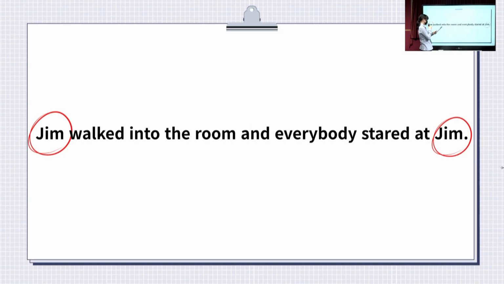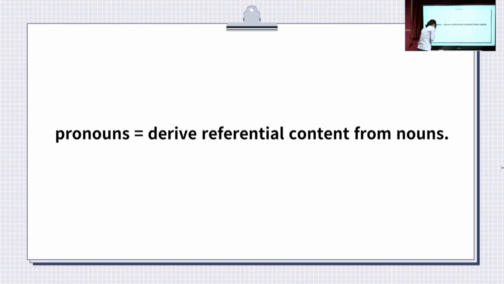Jim walked into the room and everybody stared at Jim. Although 9 is perfectly intelligible, it is stylistically clumsy because the name Jim is used twice. So to avoid this repetition, we use the pronoun him. Pronouns derive their referential content from nouns. In 8, Jim is a referring expression. We have to connect Jim with him in order to interpret the sentence, but the situation can be more complicated.